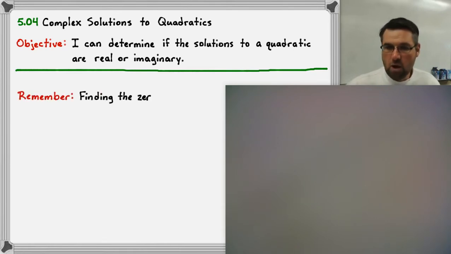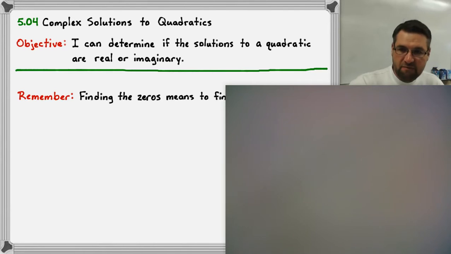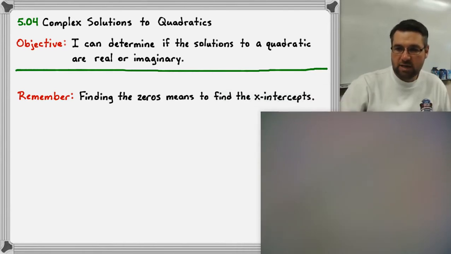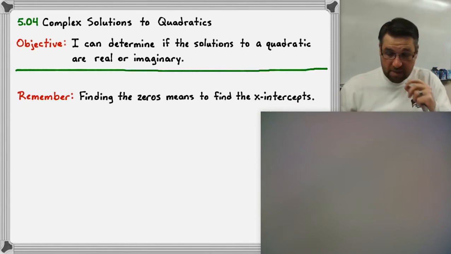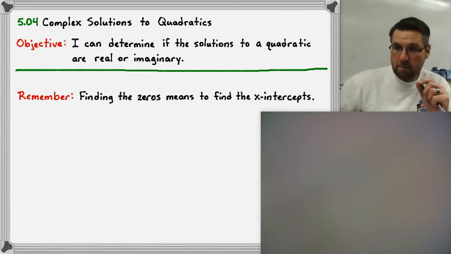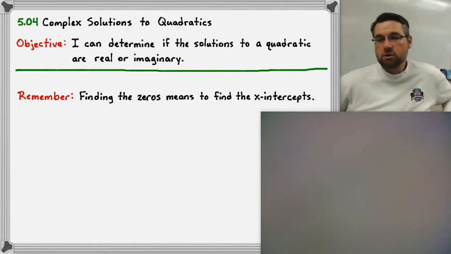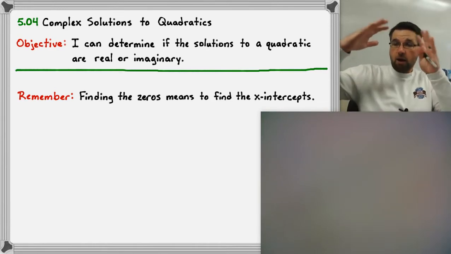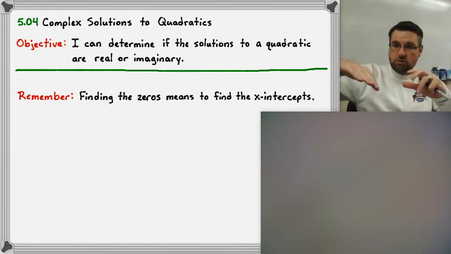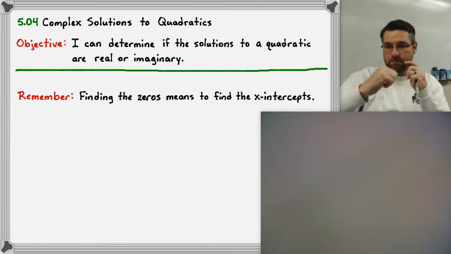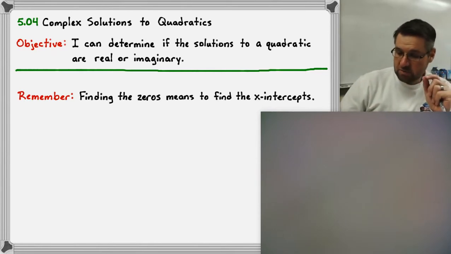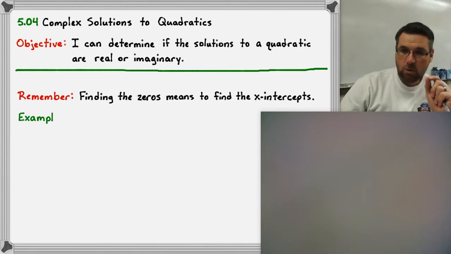Okay, so first of all, remember that finding the zeros means finding the x-intercepts. And if you remember, how do we find x-intercepts? Well, x-intercepts graphically are where a parabola or a function crosses through the x-axis. And we know that the x-intercepts occur when y equals 0.